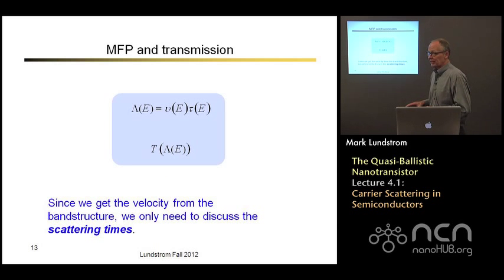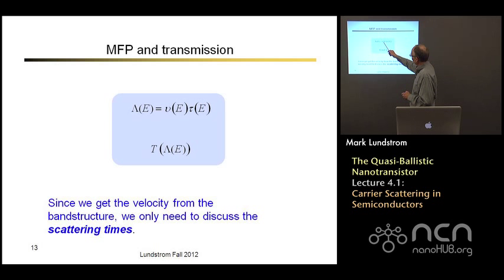Okay. Now, we've seen already, I've given you an expression for the transmission in terms of the mean free path, and we've seen that the transmission depends on the average distance between scattering events. We're going to want to understand that in a little more detail.